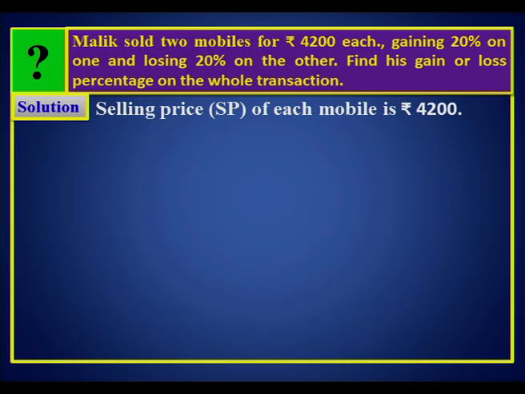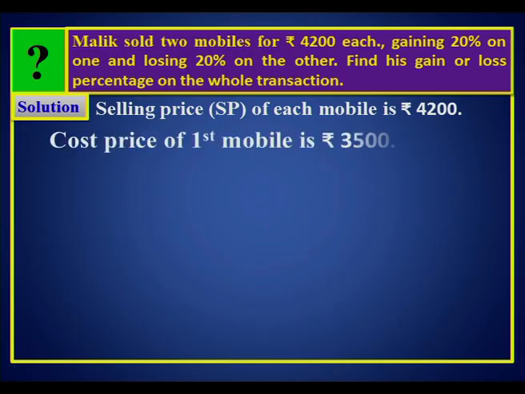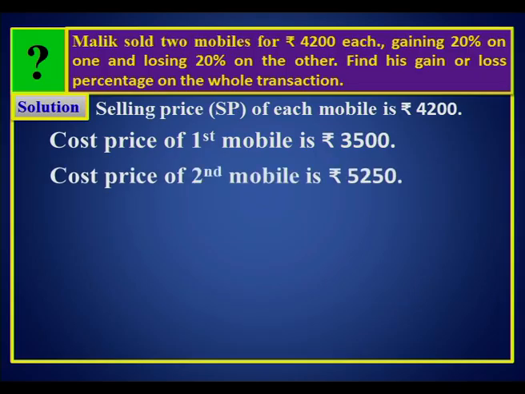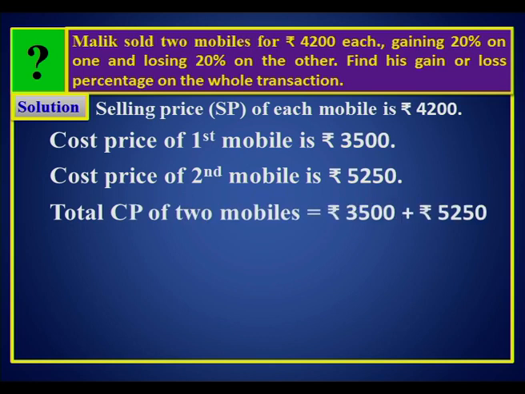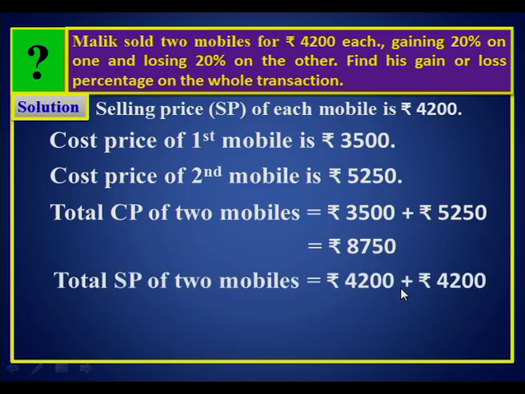Now, let us summarize what we have calculated. So, cost price of the first mobile is 3500, cost price of the second mobile is 5250. Now, let us find out the total cost price of both the mobiles, that is 3500 plus 5250. On adding them, we get 8750. So, what is the total selling price of two mobiles? 4200 plus 4200, which is 8400.